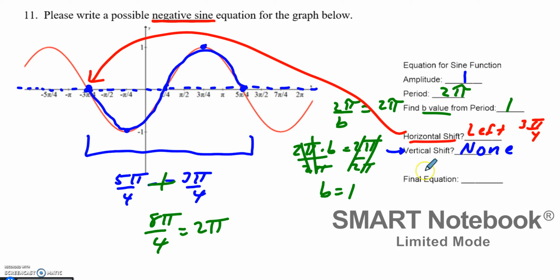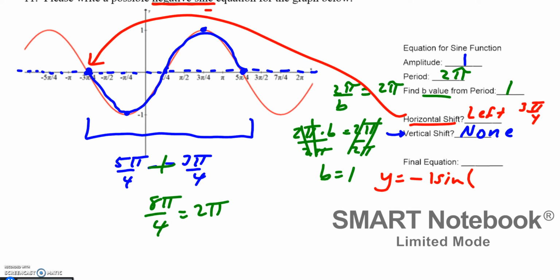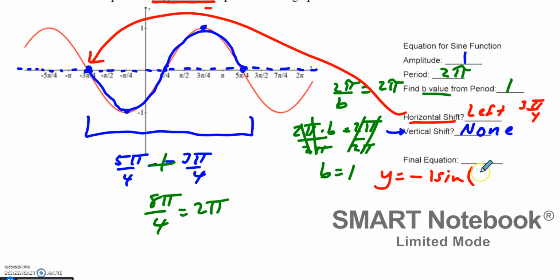So if I wanted to write my final equation, we would have y equals, it's negative sine, so we need a negative in front. The amplitude is 1 technically. Sine, open parenthesis. The b value is technically 1, open parenthesis. We're going left 3 pi over 4, which is x plus 3 pi over 4. And then there's no vertical shift, so that's technically plus 0.